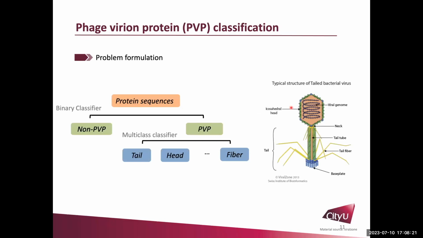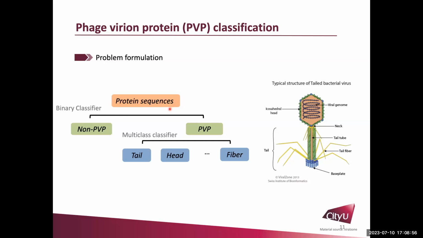The proteins of the phages can be roughly divided into two groups: virion protein, PVP, and non-virion protein, non-PVP. The PVP refers to the coat proteins, and the proteins in the non-PVP are usually different kinds of enzymes. In the design of the computational method, protein annotation is a classification task.